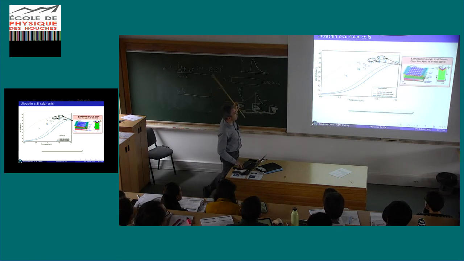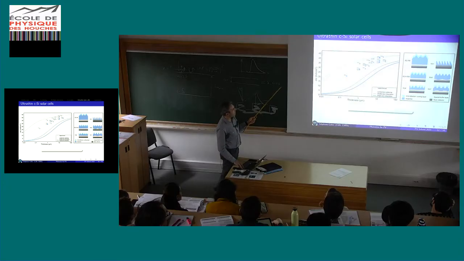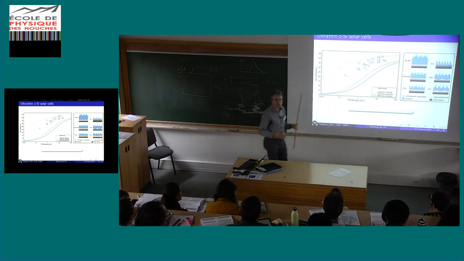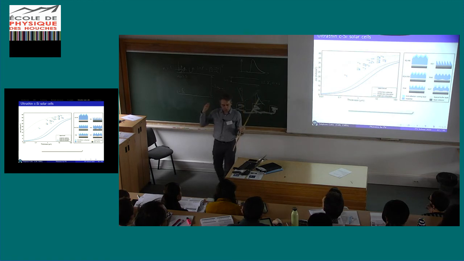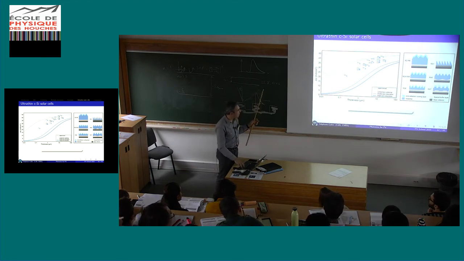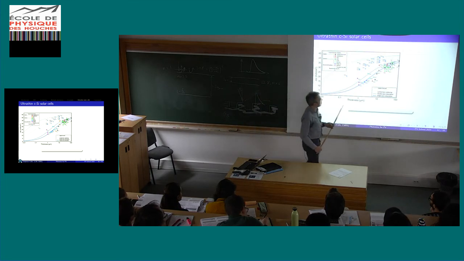Other examples still significantly above the Lambertian model. And many other examples. Mainly the issue is that in most of these cases, they did calculations without taking into account all the window layers and the parasitic absorption you can have everywhere in your cell. So it's idealized devices.